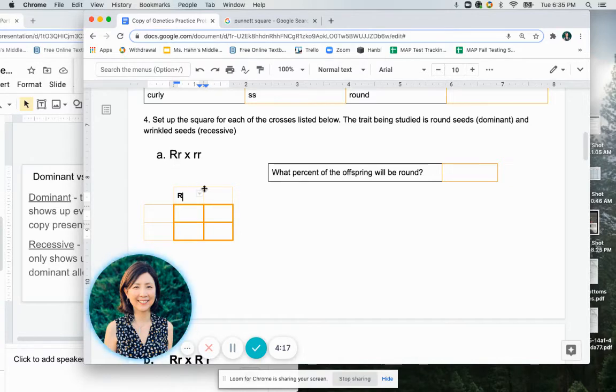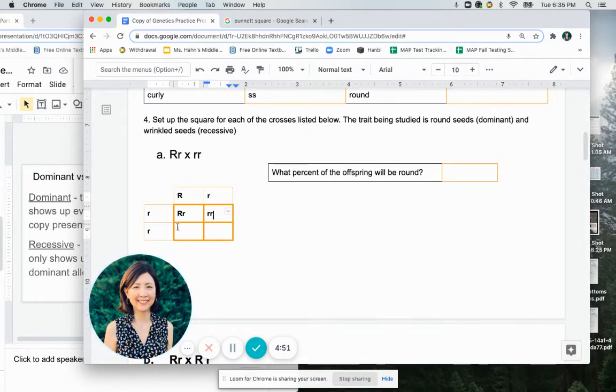So the first parent can either give a big R or a little r. The other parent just has two little r's to give. Okay, and the way the Punnett square works is you're going to put each combination possible. So one parent could give a big R, and then this parent could give a little r. That's one combination. Or this parent could give a little r, and this parent could give a little r.